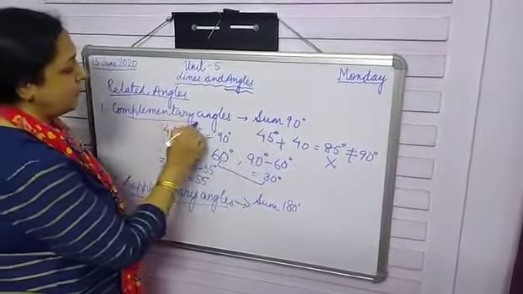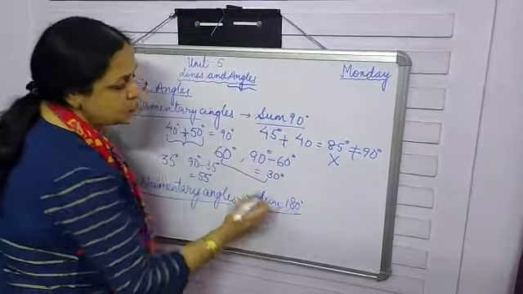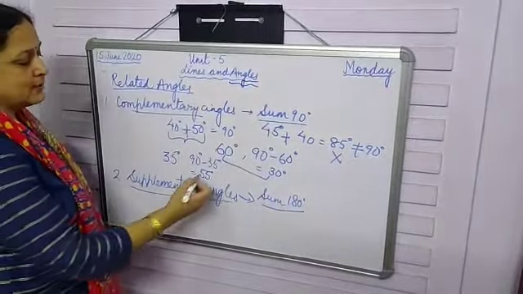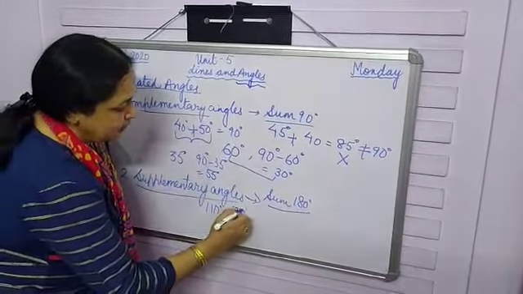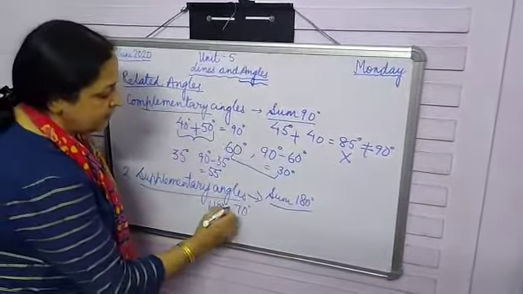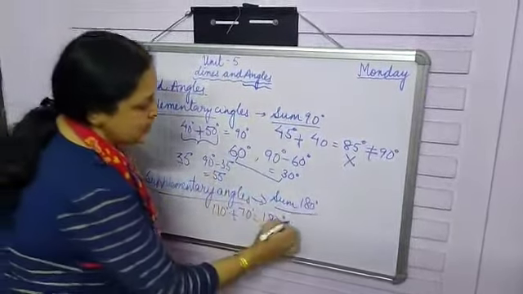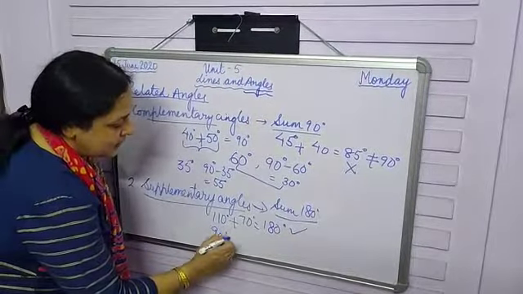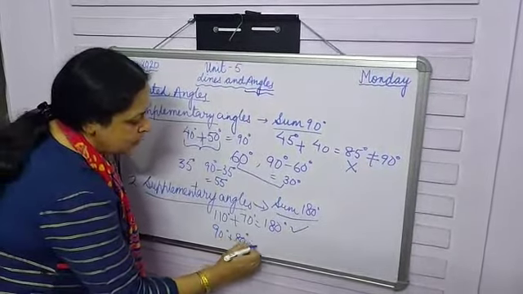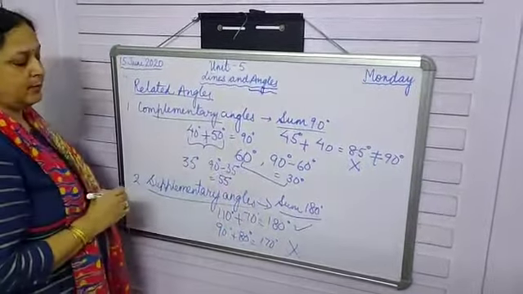Remember, complementary angles, the sum should be 90. If they are supplementary angles, their sum should be 180. If two angles have got a sum of 180, for example, if I have 110 degree and 70 degree, if I find out their sum is equal to 180 degree. So yes, these are supplementary angles. If I have 90 and 80, then what is their sum? 170. No, these are not supplementary angles.